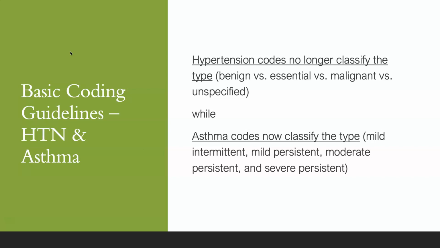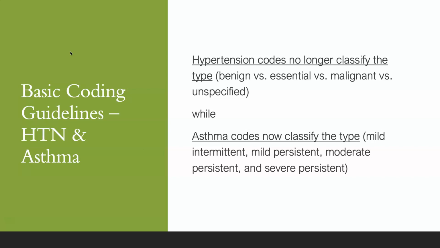Regardless of what is documented, hypertension is hypertension. And asthma, on the other hand, has flipped. It used to be just plain asthma. Now they classify the type. Is it mild intermittent? Is it mild persistent, moderate persistent, or severe persistent?